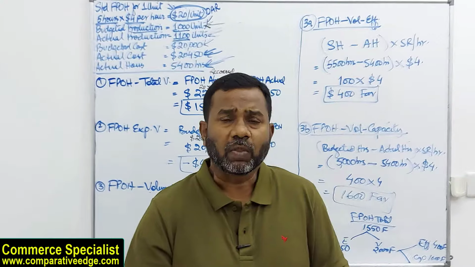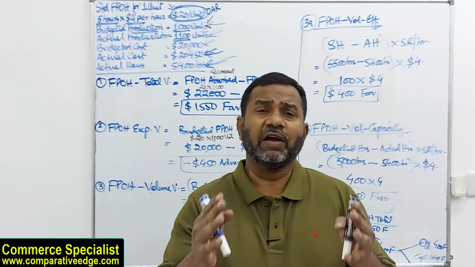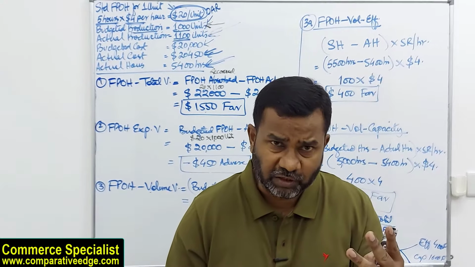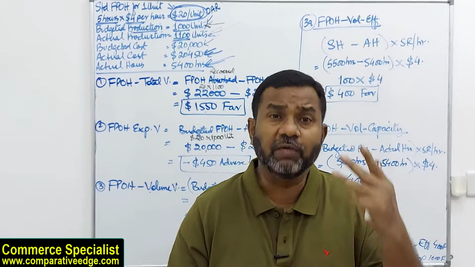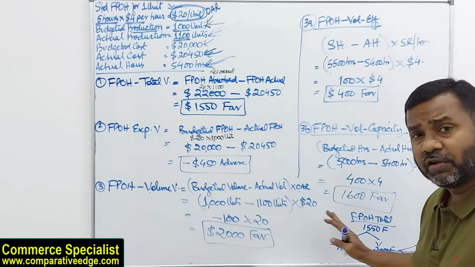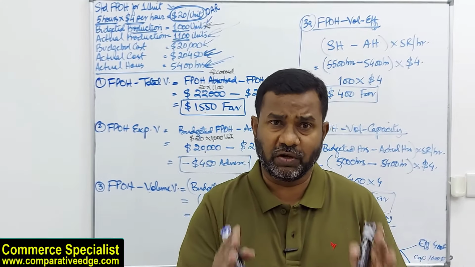So guys, I hope you have understood the variances. In this video, I have covered three variances of material, three variances of labor, three variances of variable production overhead, that makes 9, and there are 5 variances here for fixed production overhead. So 9 and 5, 14 variances I have covered in this video.